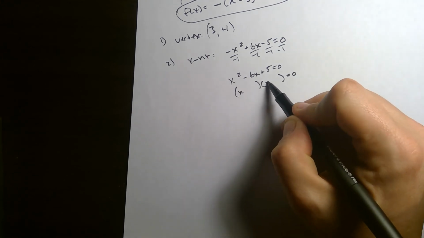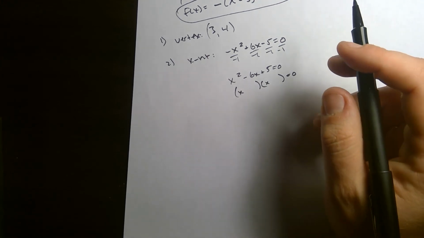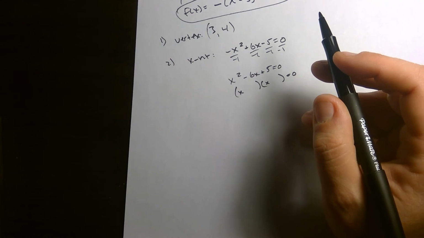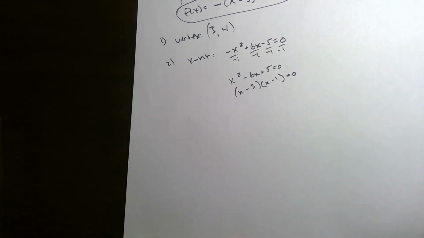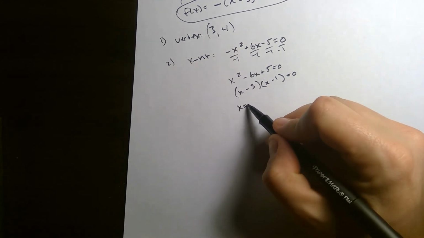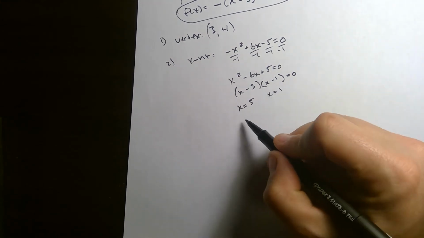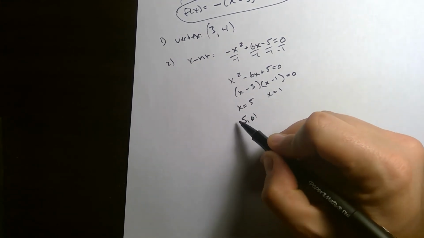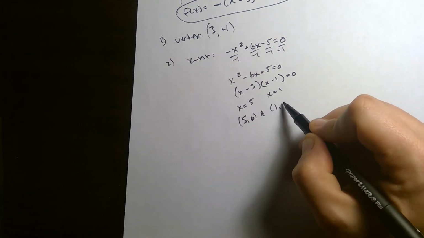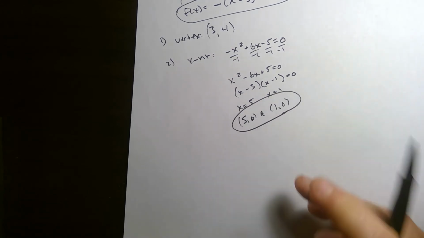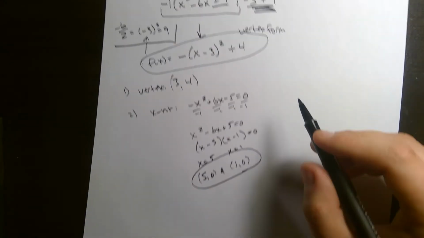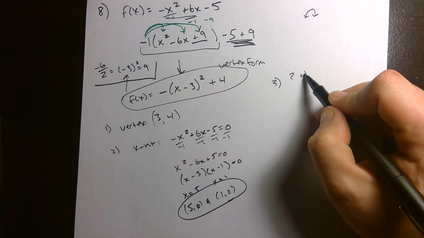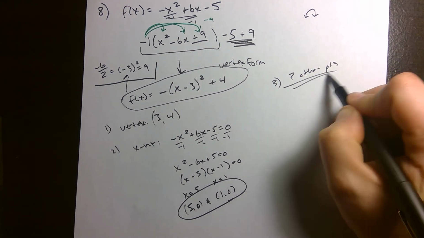And I'm going to say, okay, two numbers that multiply together to give me 5 while adding up to give me a negative 6. And in this case, the numbers are going to be negative 5 and negative 1. And I'm going to solve very quickly and say, oh, x must be positive 5, x must be positive 1, which tells me that one x-intercept is 5, 0, and one x-intercept is 1, 0. And so now I have my two x-intercepts. And then, of course, step number 3 is going to be 2 other points so that I kind of know what this thing looks like.